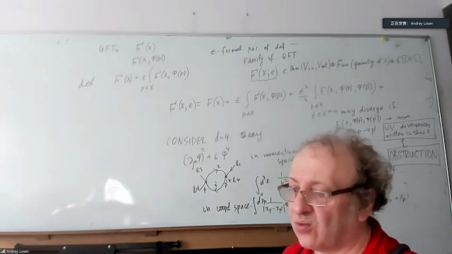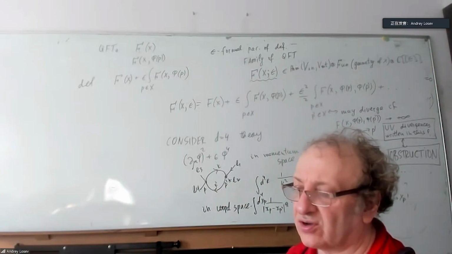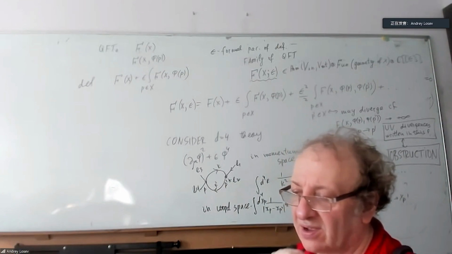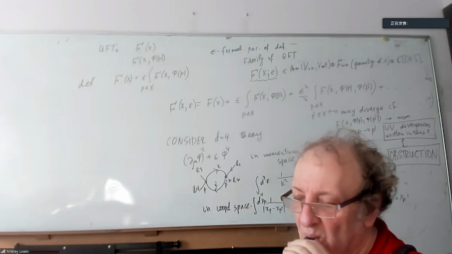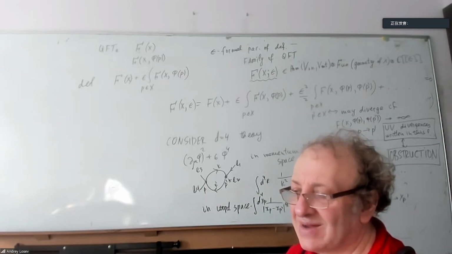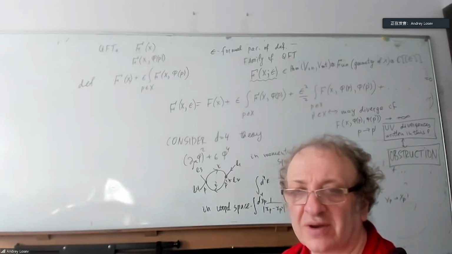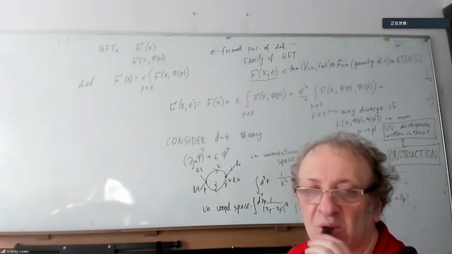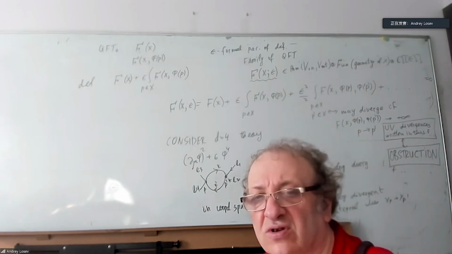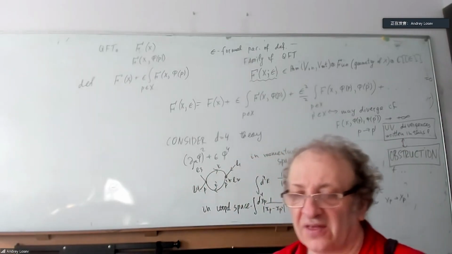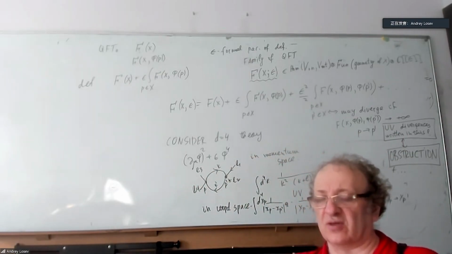Okay, I want to go strictly according to the clock. I don't want to start a new topic before we clear this topic. So the moral is: ultraviolet divergences are abstractions in the theory of deformation of quantum field theory.